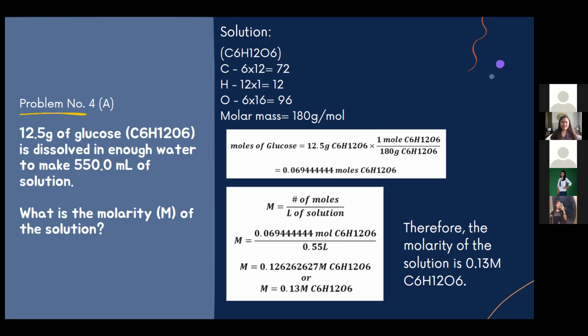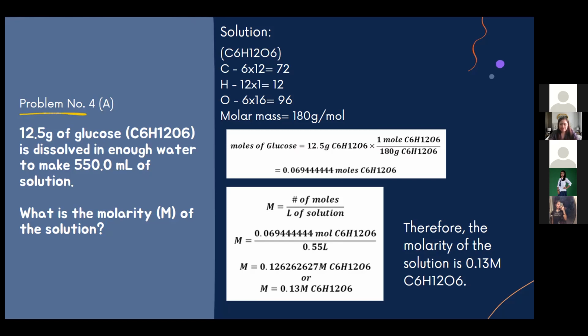Okay. So this problem is asking for the molarity of the solution, but this is not a dilution problem. Because with a dilution problem, they give you a concentration and then the volume. But this time, we start with dissolving our solute in our solvent. So we will find its concentration. Glucose is also our physiological sugar. That is what we call blood sugar. For diabetic people, they have increased blood sugar level.